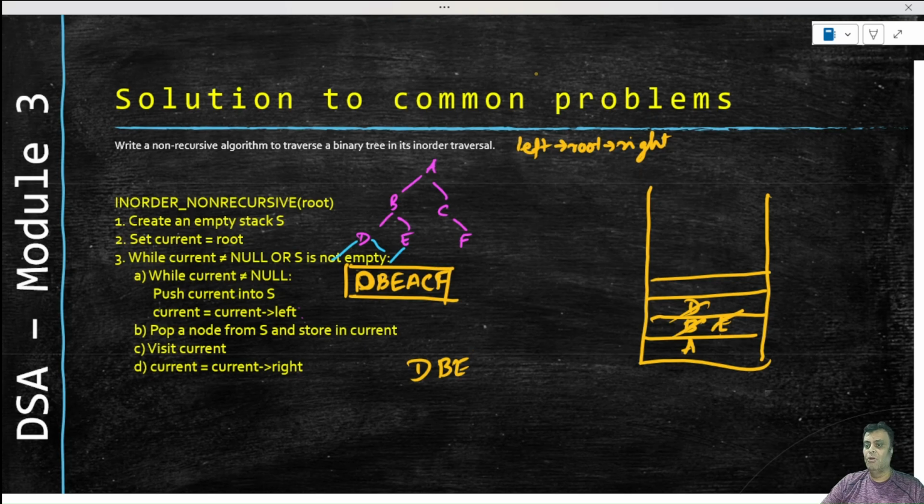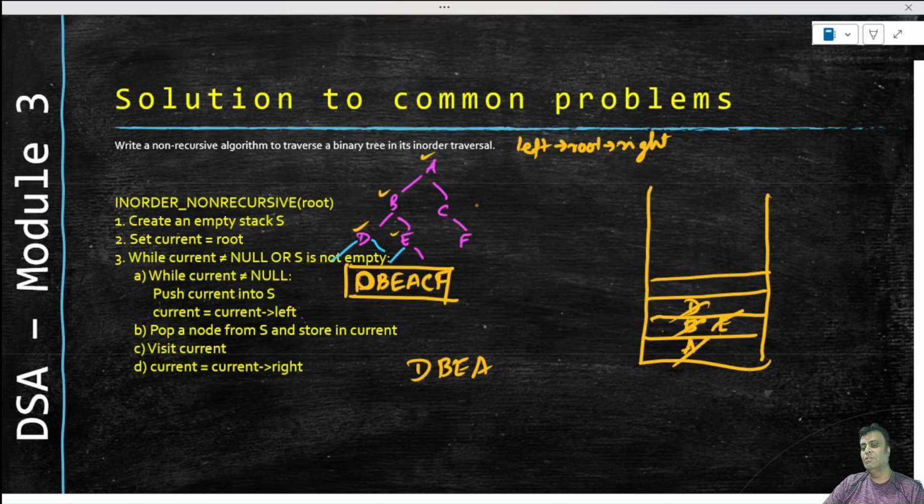Whenever you get a null, pop out. Right of E is null. So if right of E is null, pop out A. So we will pop out A. So we are done with this, and we are done with this.